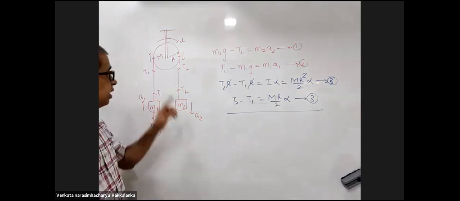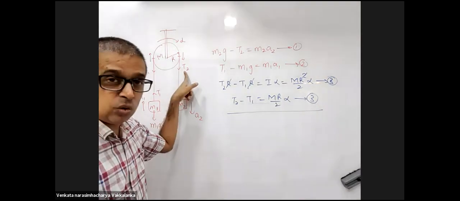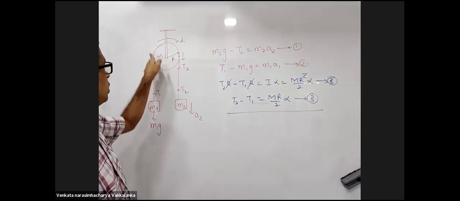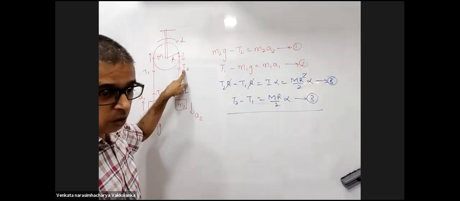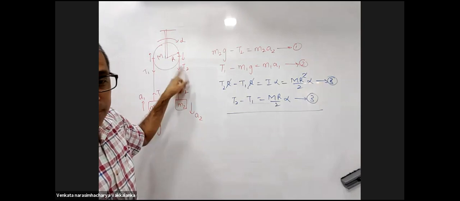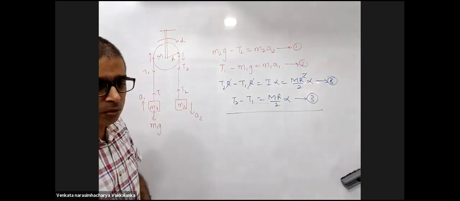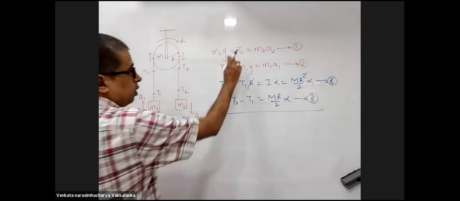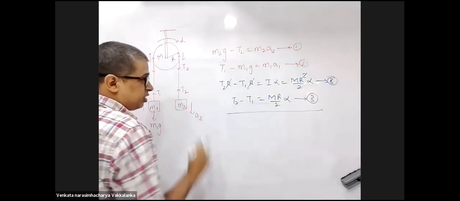Friction has been incorporated into the tensions. Friction you will not take two times. Friction taken into consideration, I have got T2. If I take friction separately, then tension will be the same on both sides. Now, translational, rotational, I'm done with.